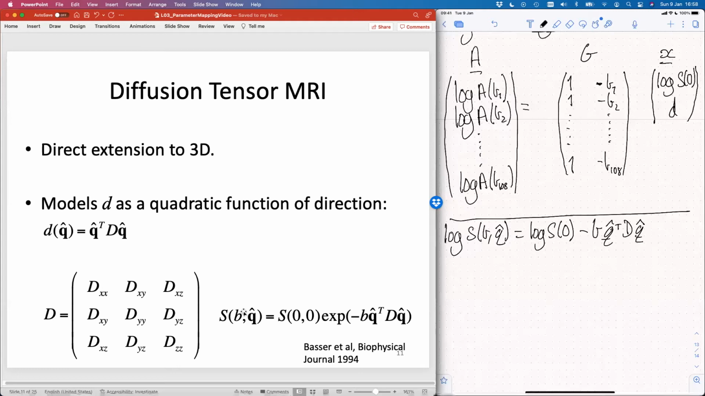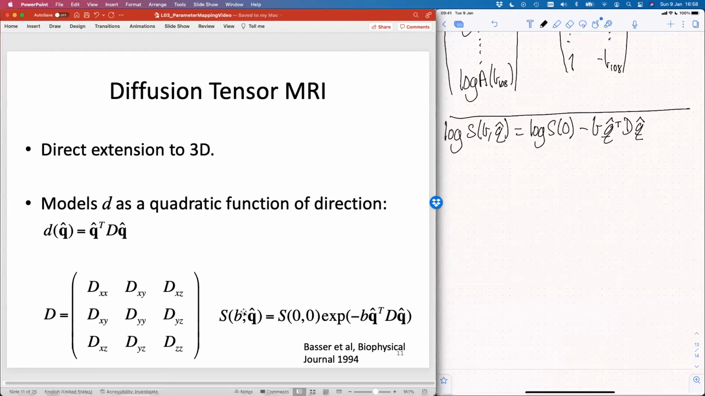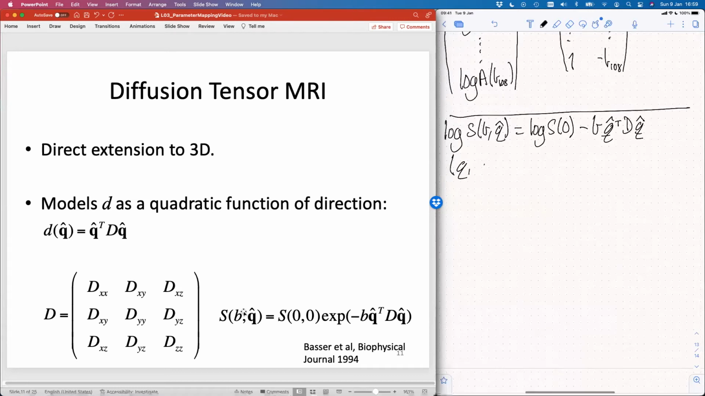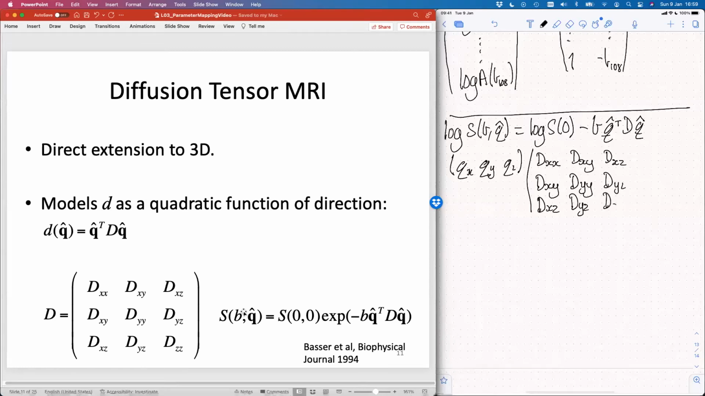Let's expand out this quadratic form. So in writing it out in full, q, of course, is a 3-vector. And when we transpose it, it becomes a row vector, and I'm going to call it qx, qy, qz. So those are the 3 elements of q. Then the diffusion tensor, of course, looks like this: dxx, dxy, dxz. Symmetric, so another dxy there, dyy, dyz, dxz, dyz, dzz.